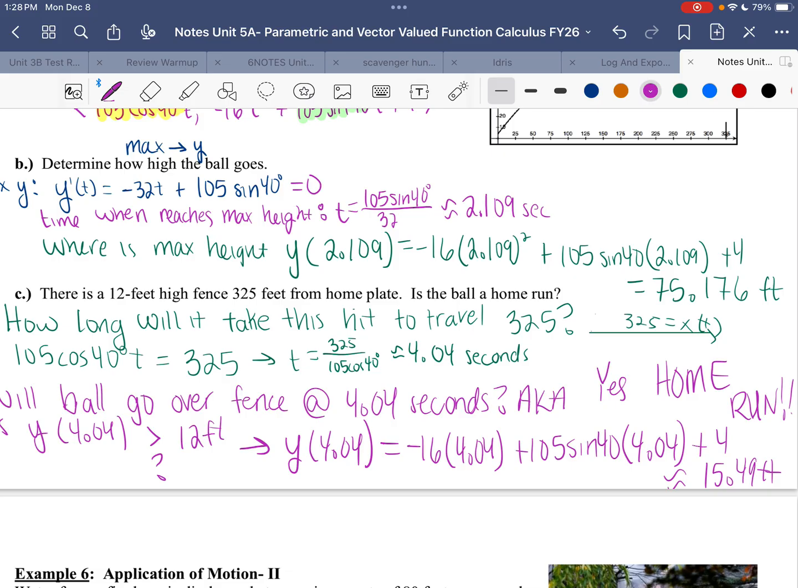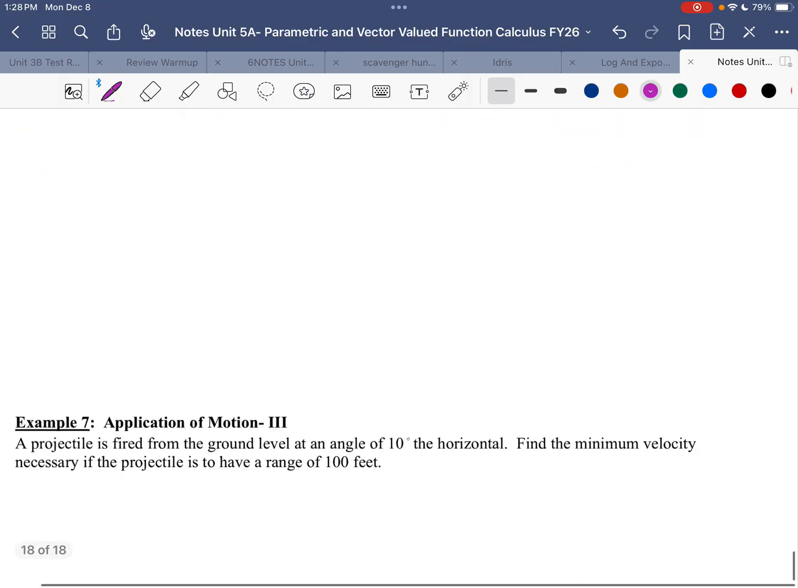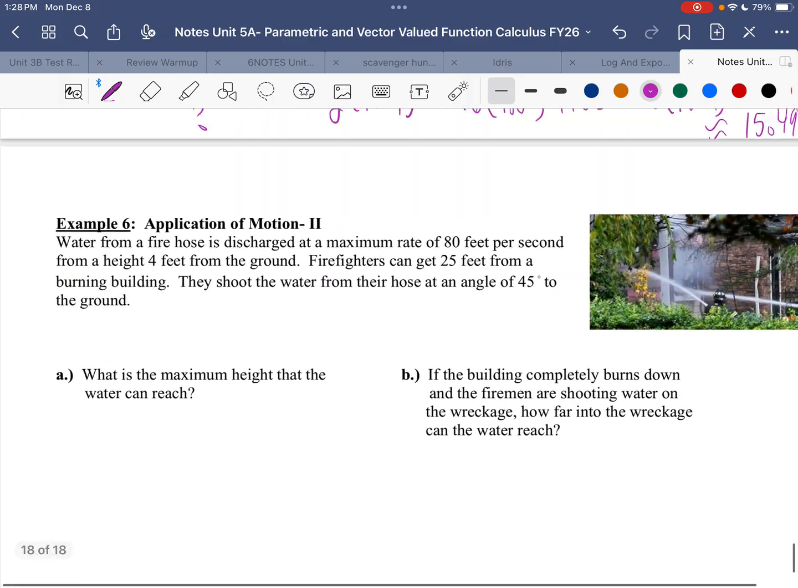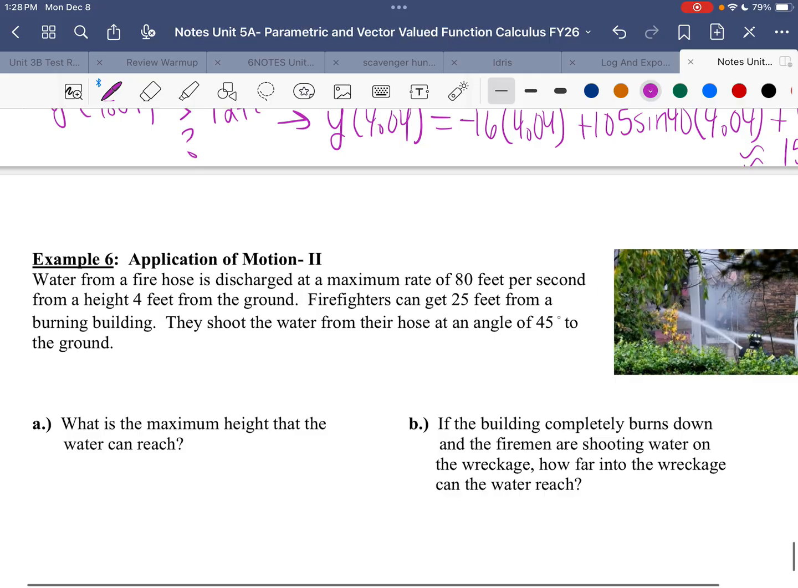Okay, it's kind of more of the same type of thing. On examples 6 and 7, let's see what's going on with these. You should maybe try to pause this to see if you can get the same answers as me.